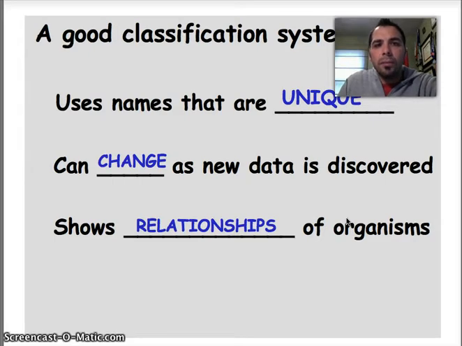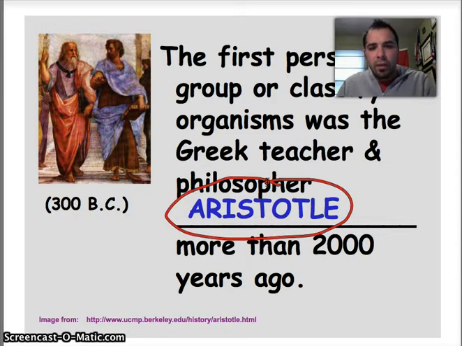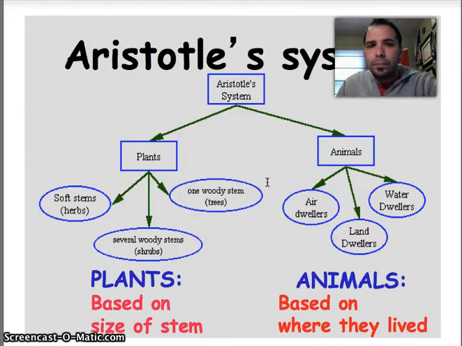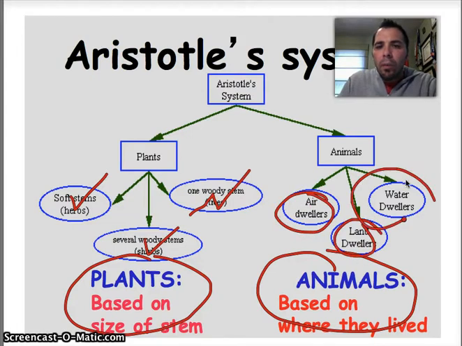A good classification system uses names that are unique, can change as new data is discovered, and shows relationships of organisms. First person, again, you definitely need to know Aristotle. We talked about him a little bit on Friday because he's really important when we talk about classification. Aristotle's system was based on plants and animals, so we had 2 major groups. The plants were soft stem, woody stem, and one woody stem, and the animals were air, land, and water.